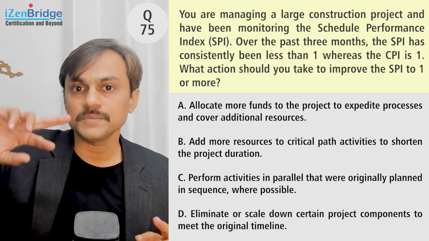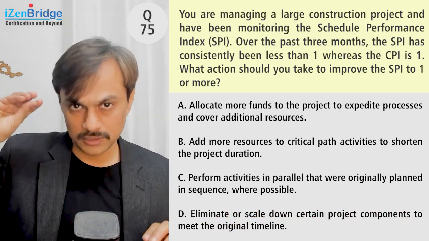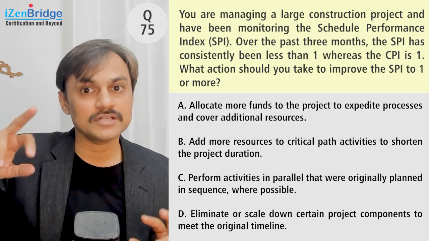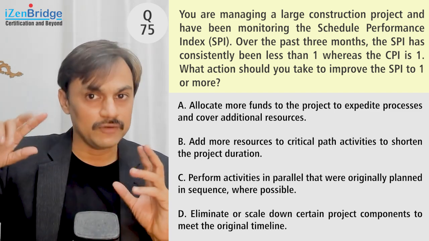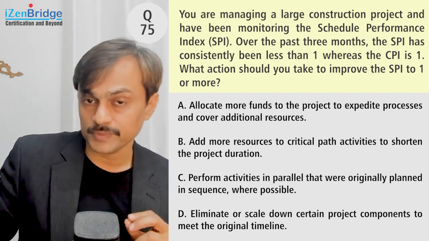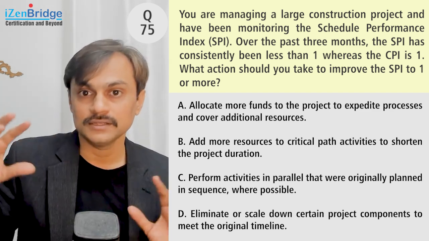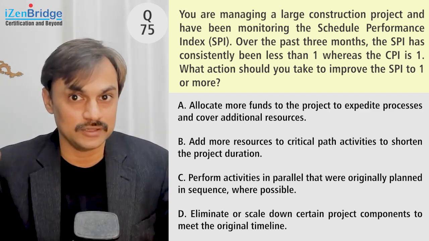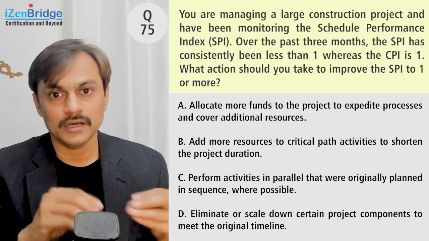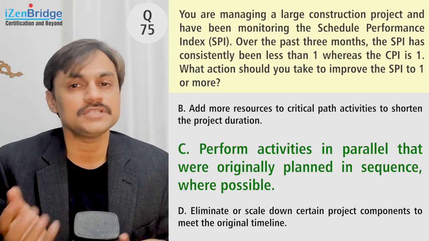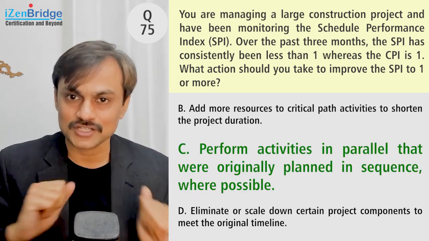So options A and B were focusing on crashing. Option A was not very clear about crashing, but option B was clearly focusing on crashing. And we got a question talking about cost performance index, so the hint is not to select crashing because we don't have extra money available. Then we can go for option C because it is talking about fast tracking.